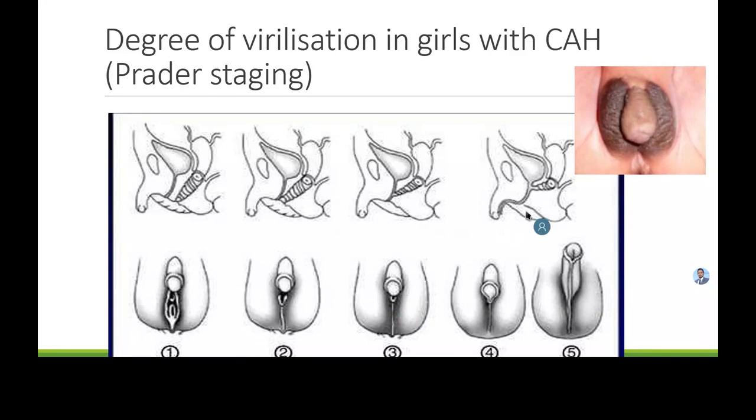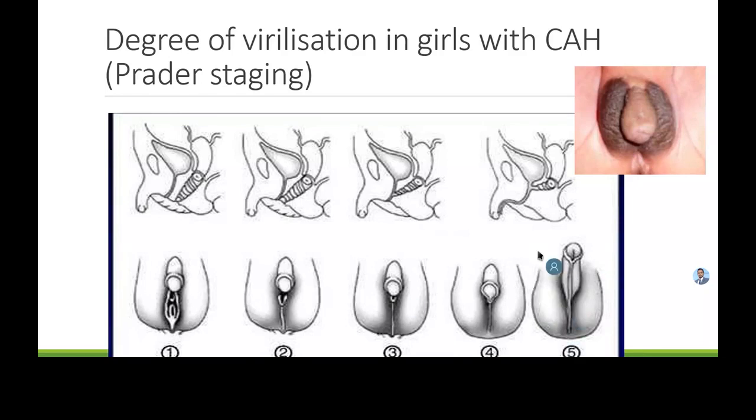And with further degrees of virilization, you may see this common urogenital opening coming towards the phallus as well. So in stage 5, where you have a very virilized little baby girl with CAH, you may even have a phallus with the urine coming out from the tip, as you can appreciate from the side view. But if you palpate the labioscrotal folds, you will find that there is no testis. So sometimes these babies with very severe virilization with salt-wasting CAH could have been misidentified as a male, though it's a female child. Right.